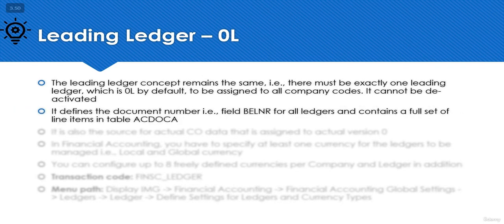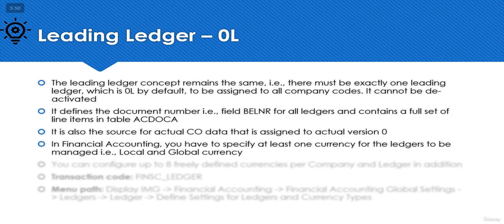It defines the document number, that is fields P, L, and R, for all ledgers and contains the full set of line items in table ACDOCA. It is also the source for actual CO data that is assigned to actual version 0. In financial accounting, you have to specify at least one currency for the ledgers to be managed.